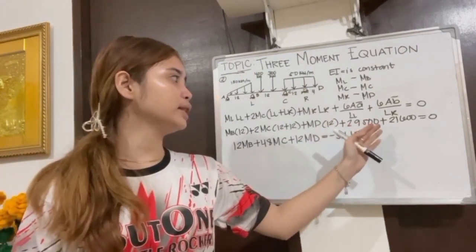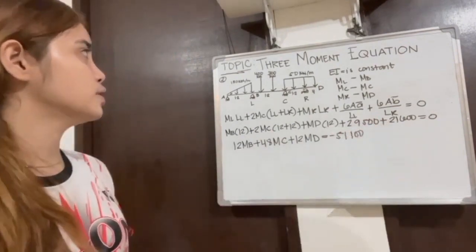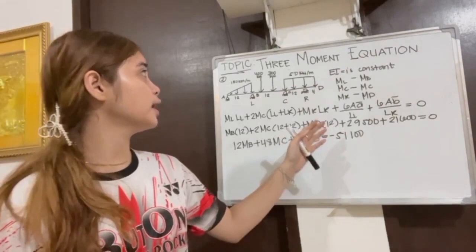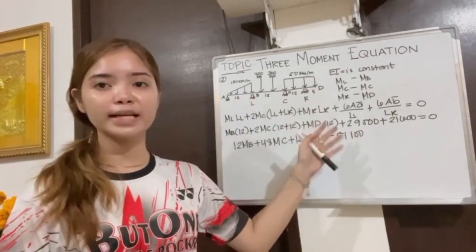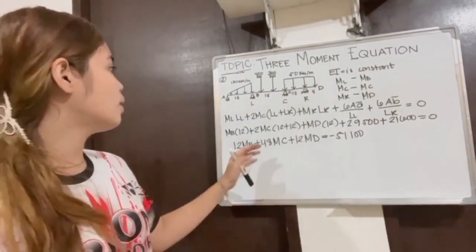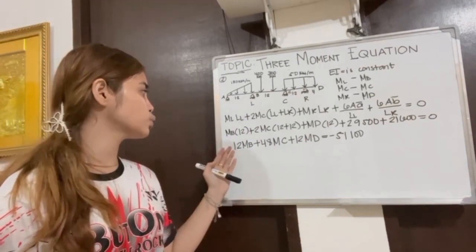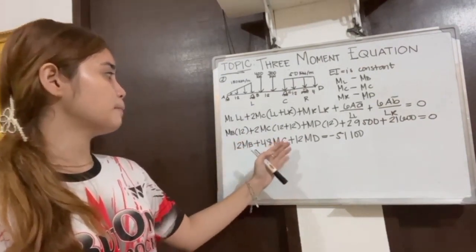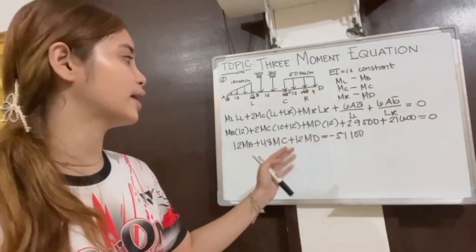29,500 plus 21,600 equals 0. So, I think you already know how to solve the 3-moment equation from the left settlement or right settlement, right? So we came up with this answer, which is 12 MB plus 48 MC plus 12 MD equals negative 51,100.